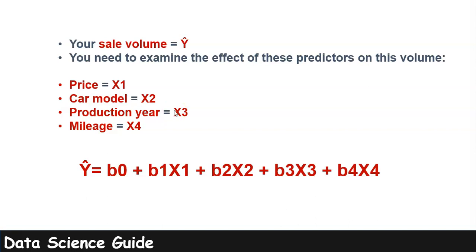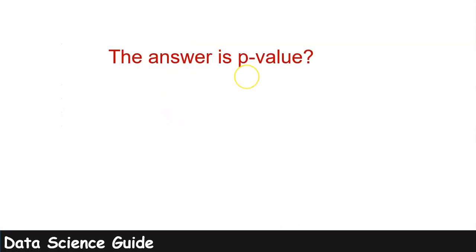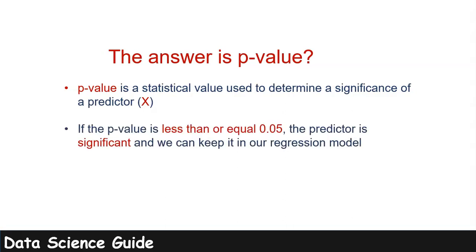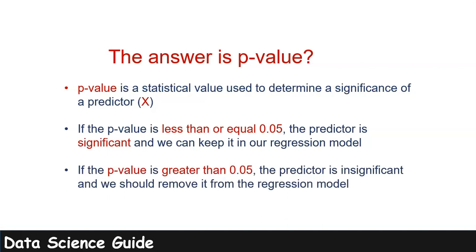So how are we going to find the significance level of any of these independent variables? And the answer is p-value. P-value is a statistical value used to determine the significance of a predictor. If the p-value is less than or equal to 5% or 0.05, the predictor is significant and we can keep it in our regression model. And if the p-value is greater than 0.05 or greater than 5%, the predictor is insignificant and we should remove it from the regression model.